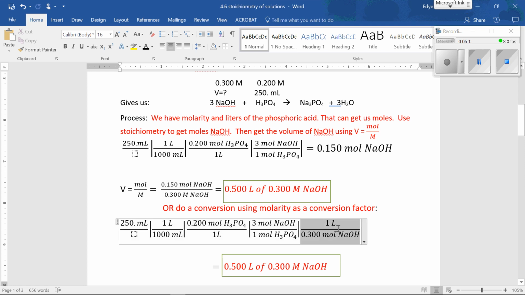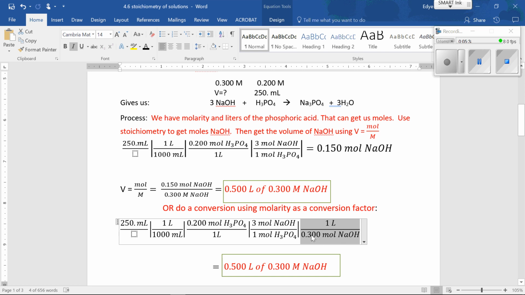I can use molarity as a conversion factor right here. So notice this is set up exactly the same way as the first one. It's just that now, once I'm at my moles of NaOH, I can use this 0.3 molar as 0.3 moles over 1 liter. I flip that, put the 0.3 moles at the bottom in order to cancel out the moles of NaOH, 1 liter on top, and then solve this.